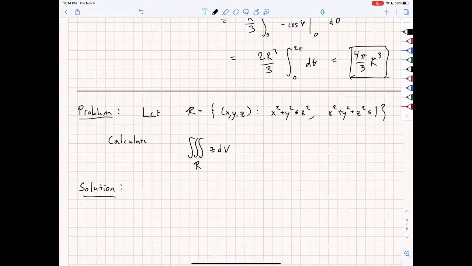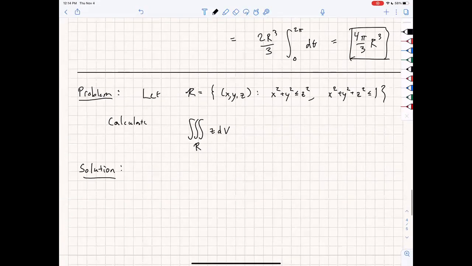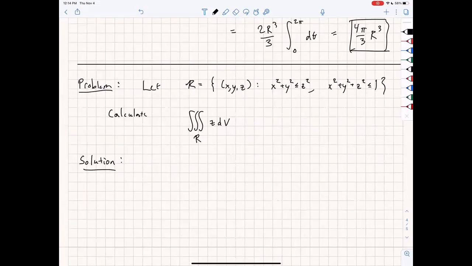Okay. So what is this region? What is this region R? Do people know?